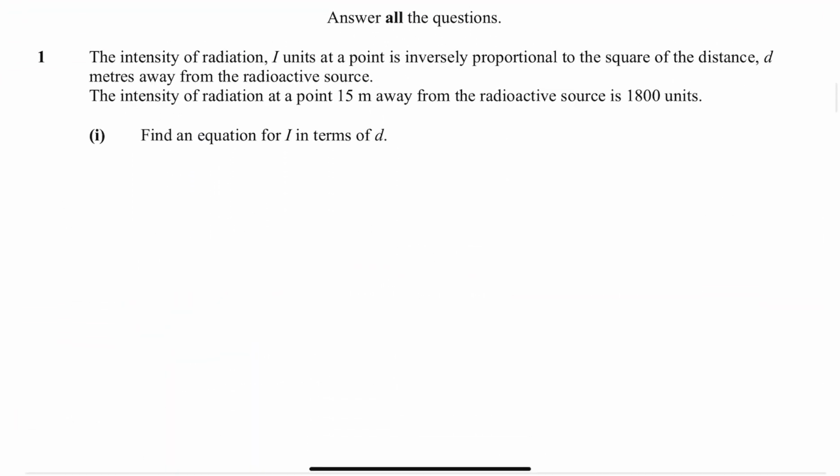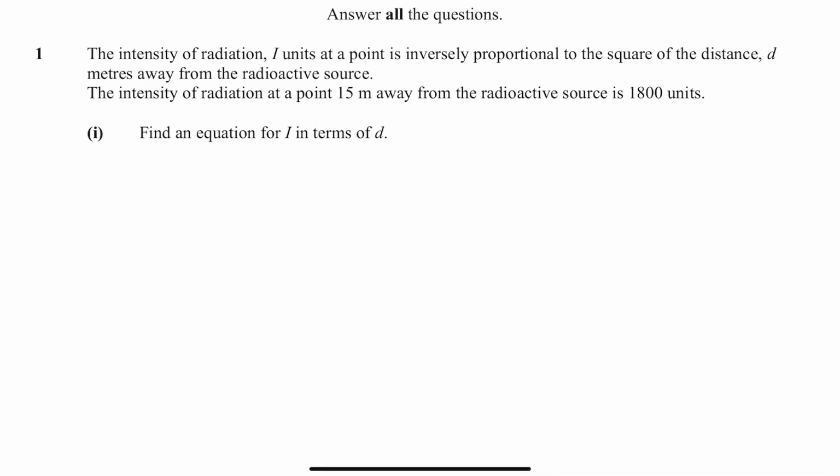Okay, let's look at question 1. The intensity I is inversely proportional, so I always highlight important key terms from the question. I is inversely proportional to the square of distance d. Therefore, if I have to write this into an equation, I is inversely proportional means that I is equal to k over the square of distance d. So this is k over d squared.